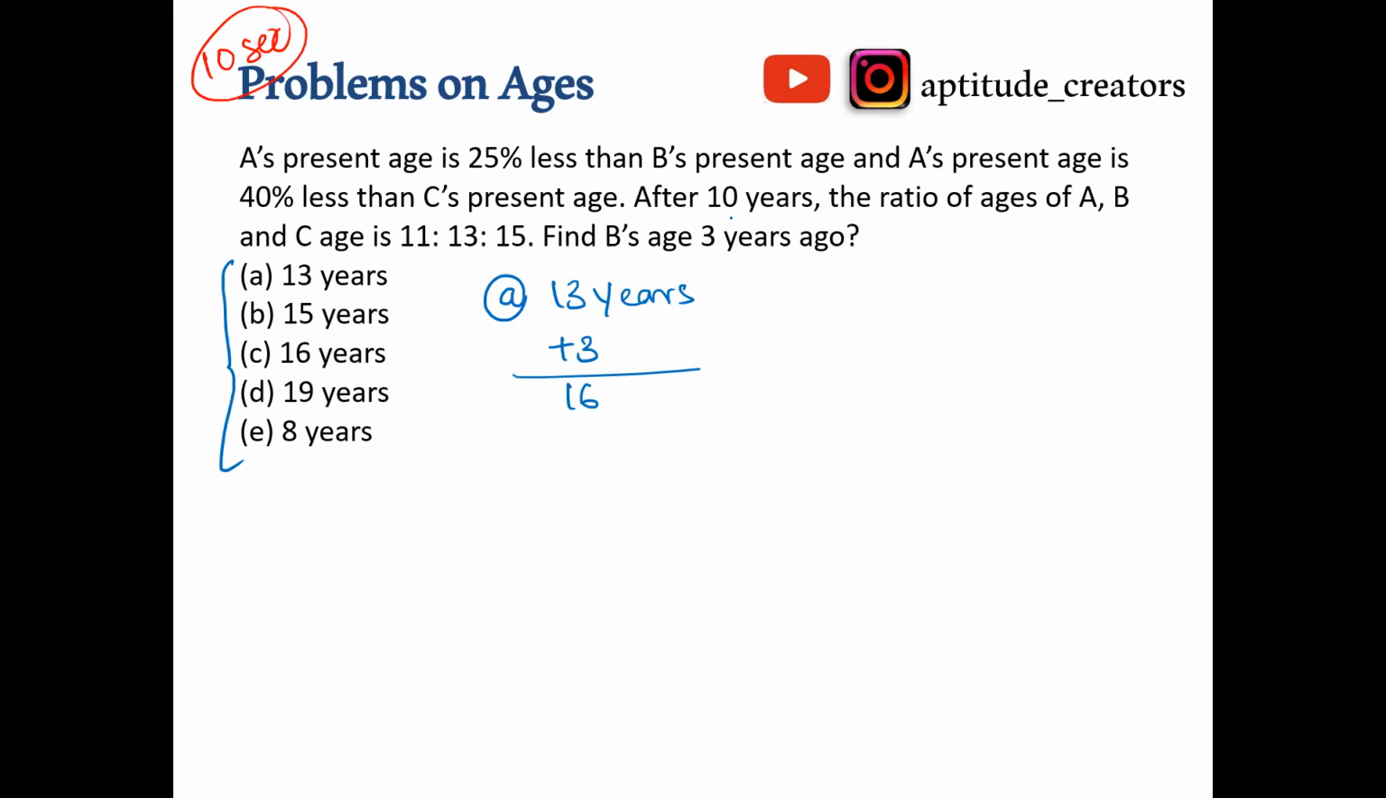Now, here, after 10 years, the ratio is given. After 10 years, the ratio of A, B, C is 11, 13, and 15. This is the present age of B, that is 16 years. Now, what about after 10 years? Yes, 26. After 10 years, 26.